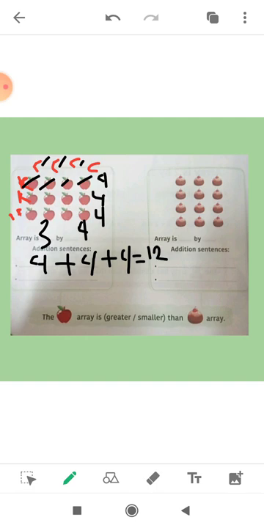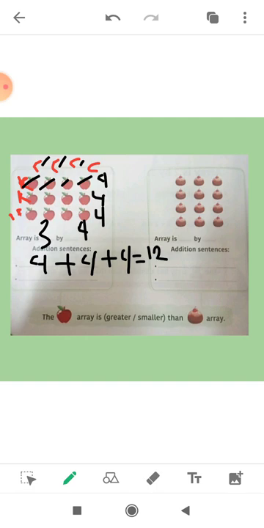I need to write the addition sentence. How many elements in each row? 1 2 3 4. So 4 plus 4 plus 4. Let's write 4 plus 4 plus 4 equals. If we count the array, or if we do 4 plus 4 equals 8, plus 4 again, after 8: 9 10 11 12. So the answer will be 12. So the array contains 12 elements.